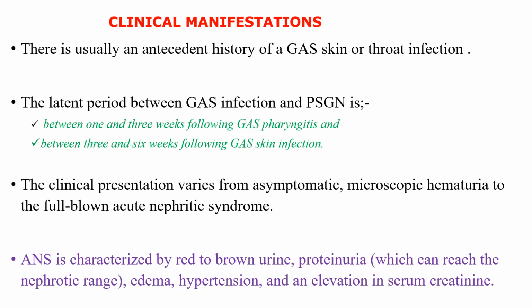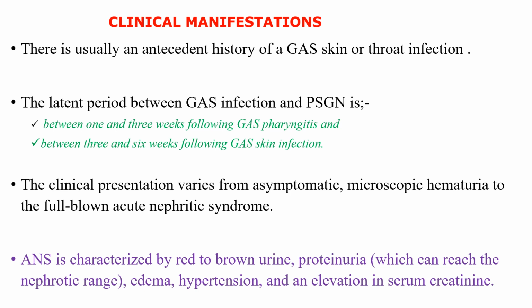When we look at the clinical manifestation, there is usually an antecedent history of group A streptococcus skin or throat infection. The latent period between group A streptococcal infection and PSAGN is between 1 to 3 weeks following pharyngitis and between 3 to 6 weeks following group A streptococcal skin infection. The clinical presentation varies from asymptomatic microscopic hematuria to full-blown acute nephritic syndrome.